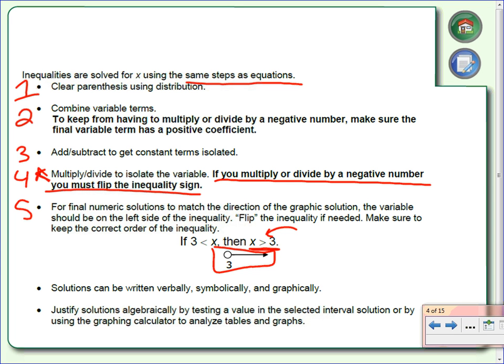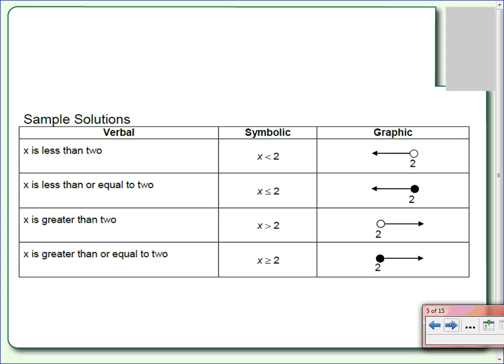Down at the bottom it says solutions can be written verbally, symbolically, and graphically, which is what I just mentioned, and I'll show you examples of those here in a second. And then it says you can also justify your answers by testing a value. All right, so let's go ahead and take a look at some examples here.